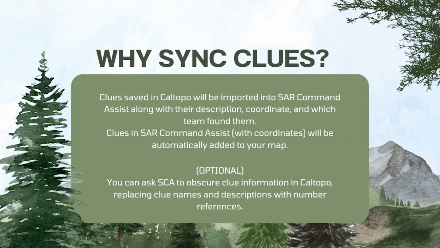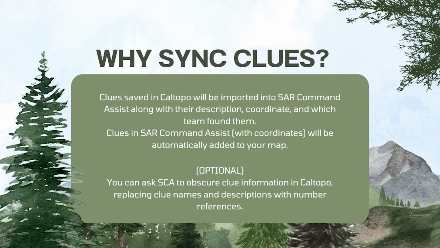Another thing you can do is, as I said, synchronize clues. As a clue is added into the map in Caltopo, probably by a user on their mobile device, that clue report, the brief clue report in Caltopo, will be downloaded directly into SAR Command Assist and be there to be included in your paperwork. Additionally, if you make a new clue in SAR Command Assist, it will automatically be sent to Caltopo to show up on your map, assuming you included coordinates.